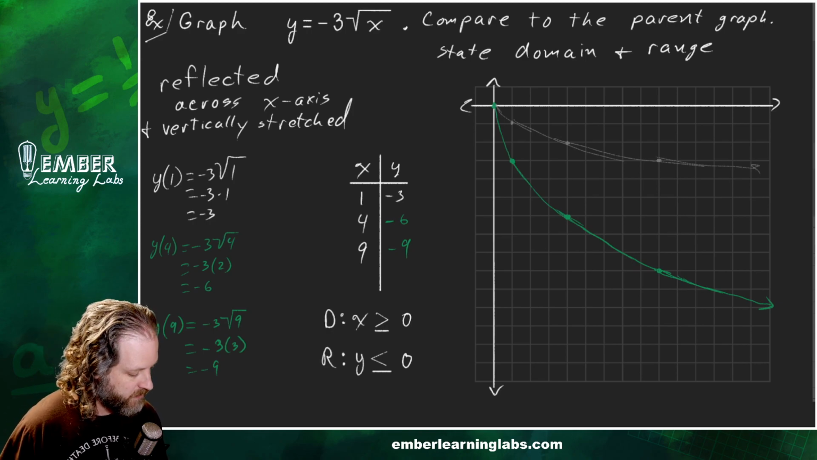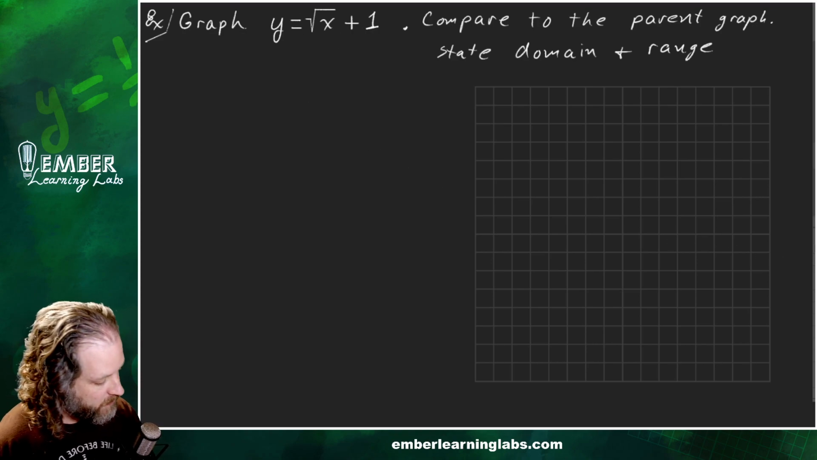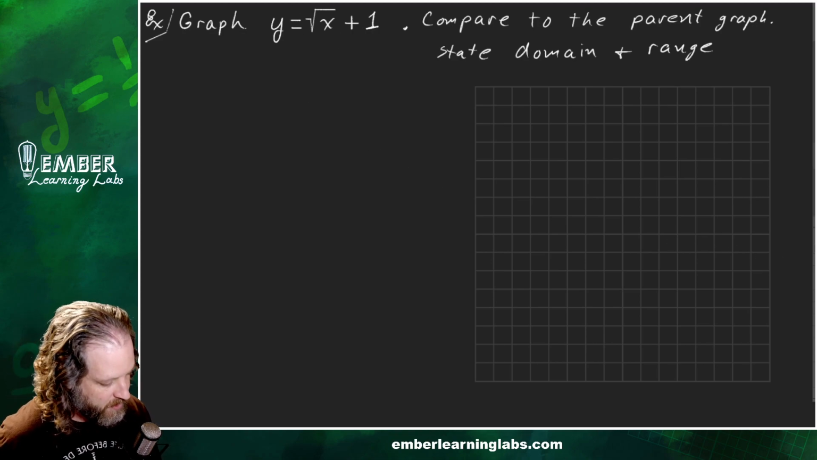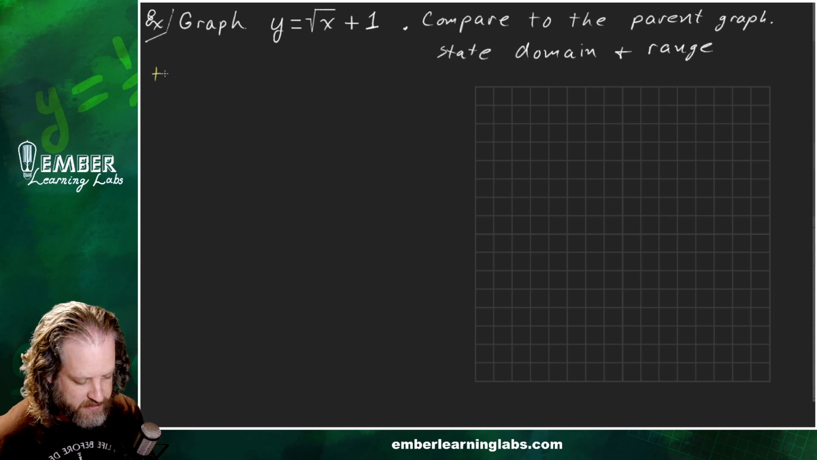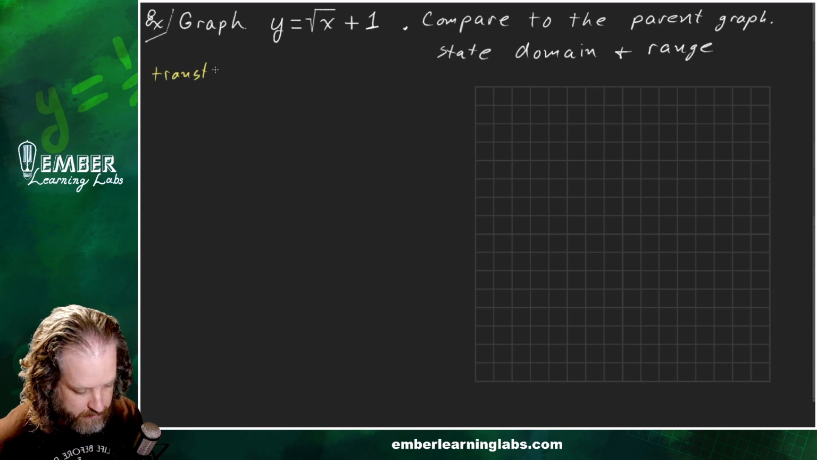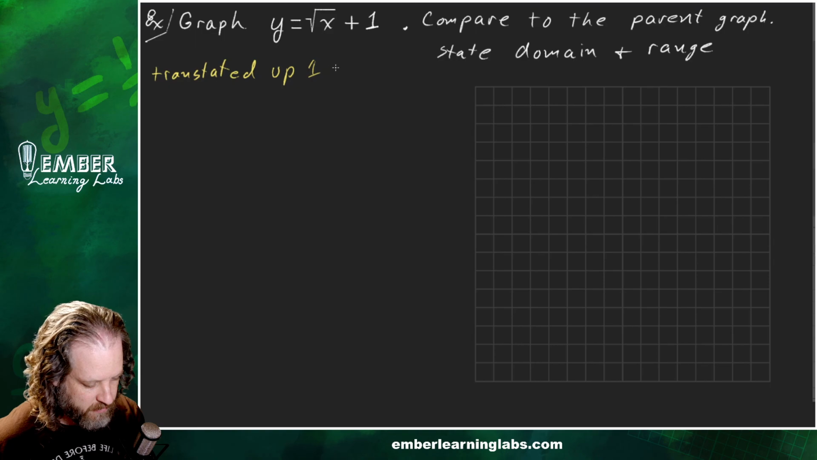All right, let's do another one. This one does have a vertical translation. So when we're comparing to the parent graph, that's what we're going to do. Let's start in a color here. I used green last time. So it is translated up 1 unit.